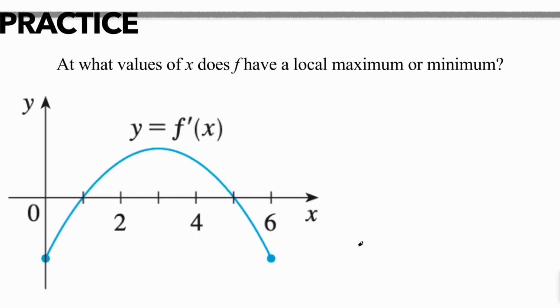So for practice, at what value does the original function, okay, be careful. This is a graph of the derivative. So we're looking at positive and negative. So we're looking for when it's a local max or min. So this is going to happen here and here. Remember, the derivative is negative here, it's positive up here, and it's negative here.